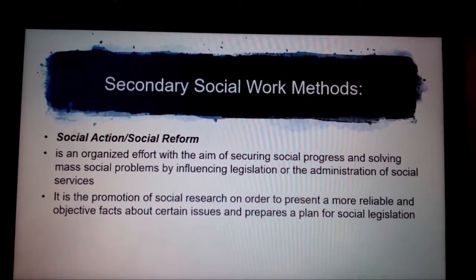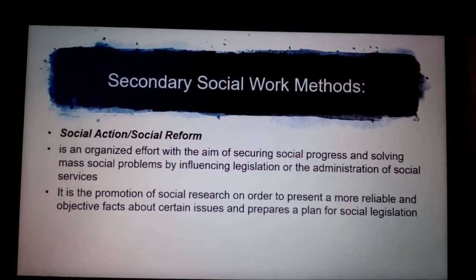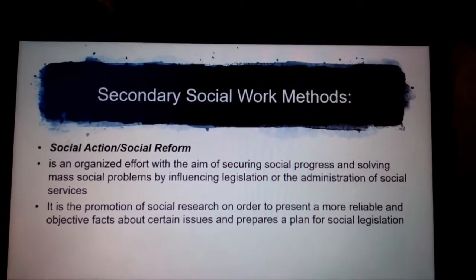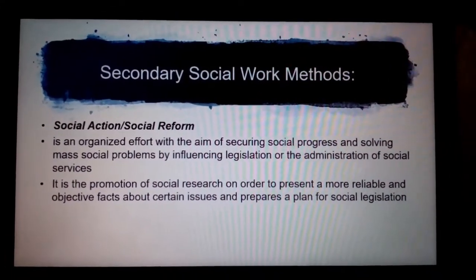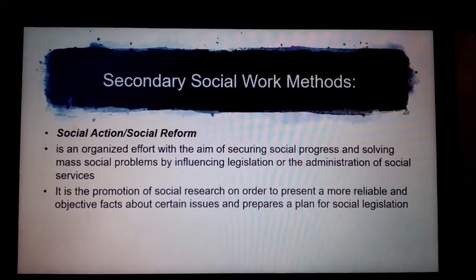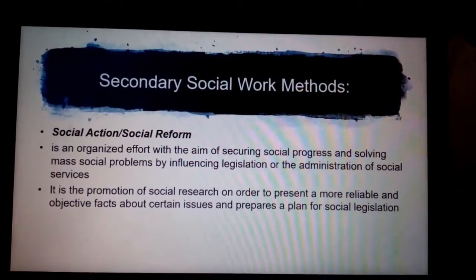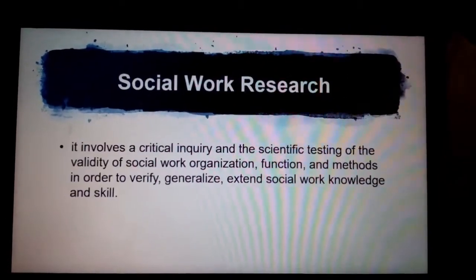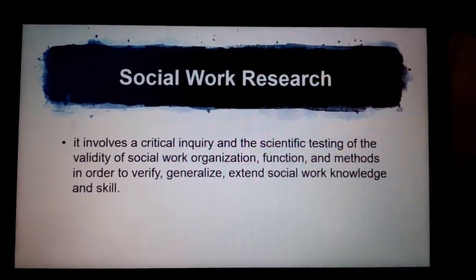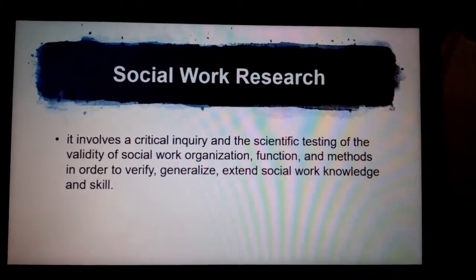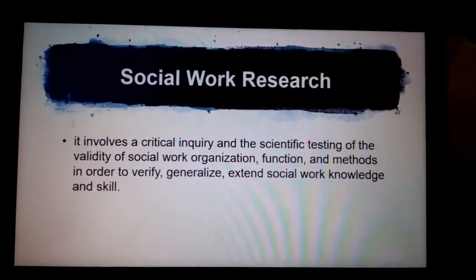It's about revising the old ways. No? It is the promotion of another research. You need to research again. You need to change. You need to plan. In order to be more reliable and factual. That's secondary social work methods under social action and social reform. Aside from that, of course, nandyan ang social work research. Research, meron na naman tayo ditong scientific processes, gathering of data, hypotheses, assumptions, diba?